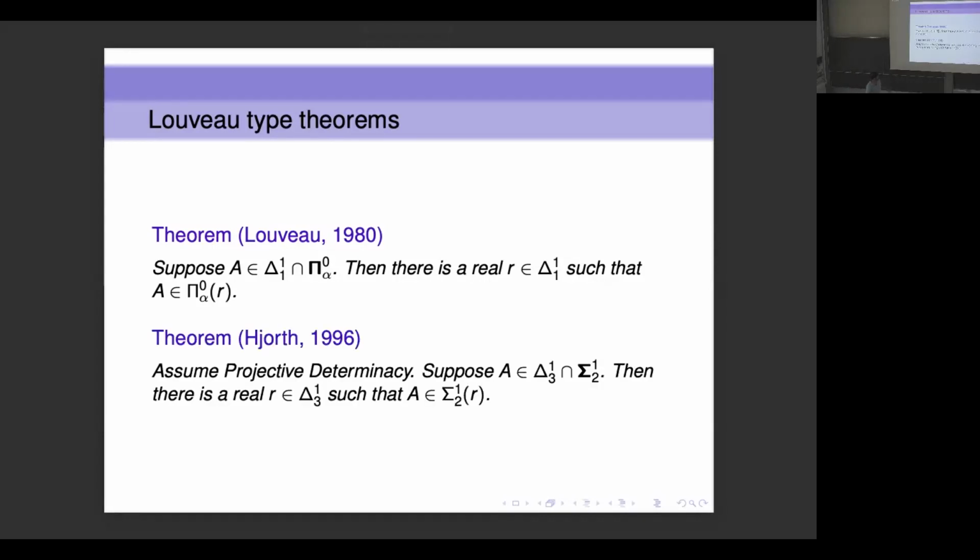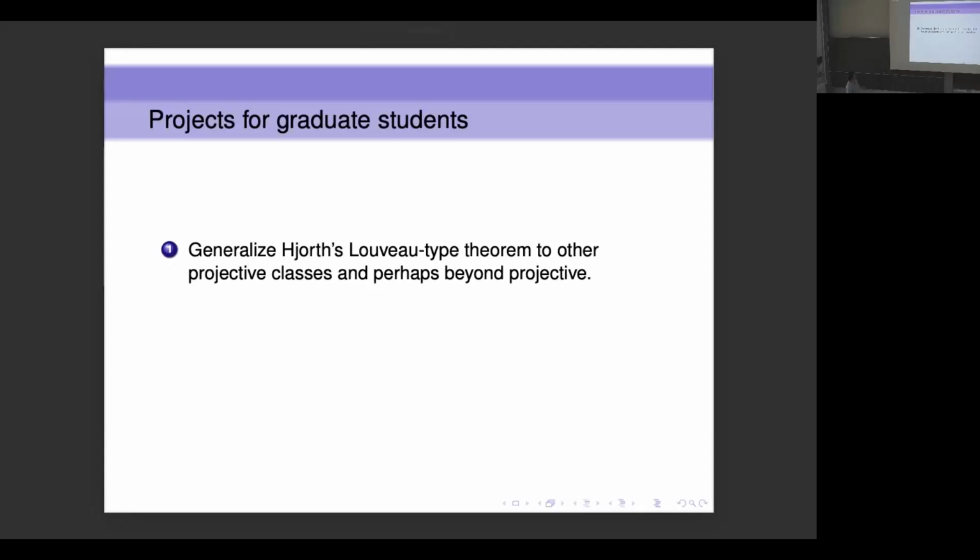And Greg, by the same proof as his theorem that I stated earlier... Okay, sorry. If you assume projective determinacy, then you can basically lift that theorem one level up. If you have a Delta^1_3 set and a boldface Sigma^1_2 set, then there is a real in Delta^1_3 which gives you the set. And so you could try, this is just projects for graduate students, you could try that with the theorem I stated for higher projective levels. It's basically the same proof, but no one looked at it. I didn't look at it either. I just think it can be done.